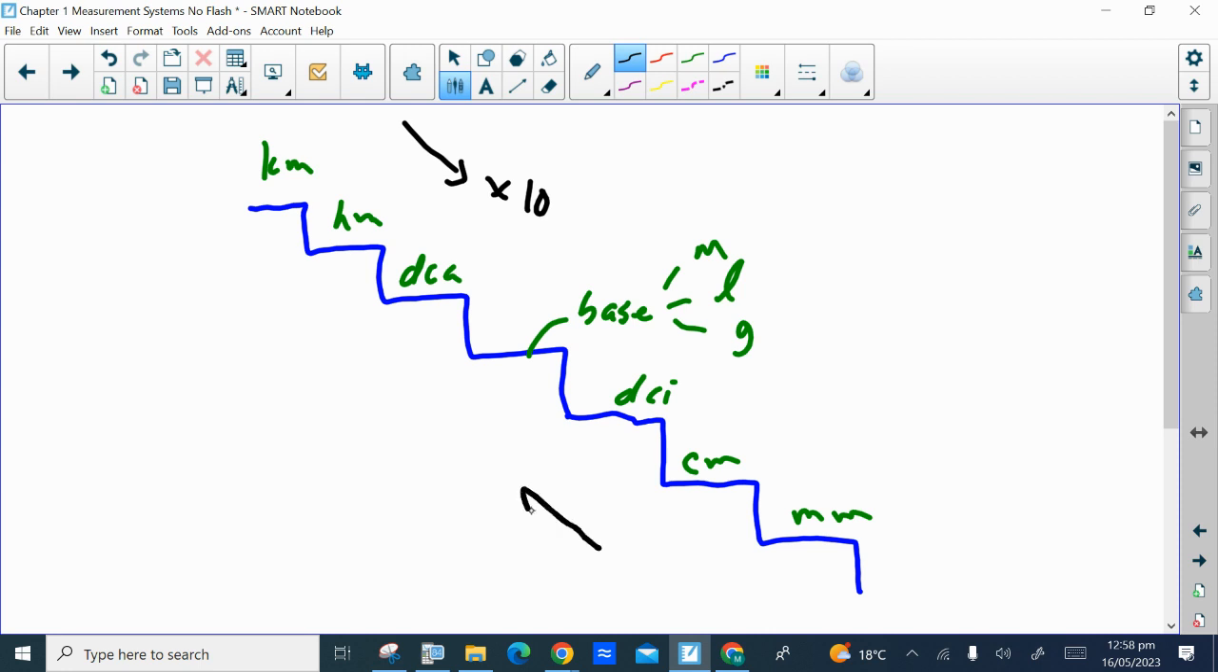If you're going up the metric staircase, though, now you're going to divide by a factor of 10 every step that you take.